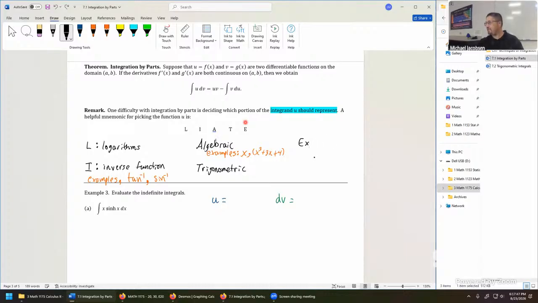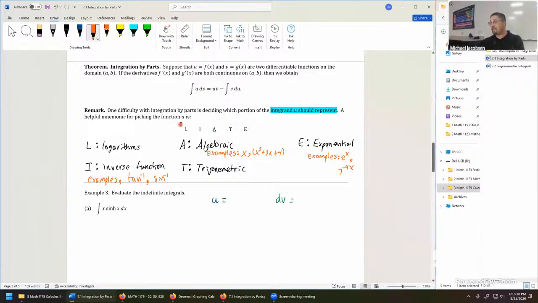let me keep the format the same. Got to put T for trigonometric, A for algebraic, sorry, I forgot what my formatting was. E stands for exponential. So examples on that one could be, say, e to the x, 7 to the negative 4x. So even those kind of exponential functions would be good choices for your U in U substitution.